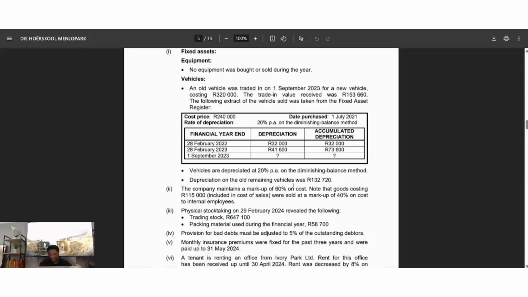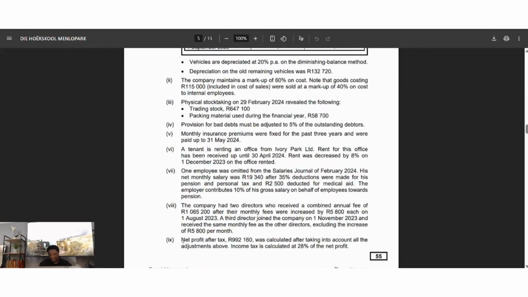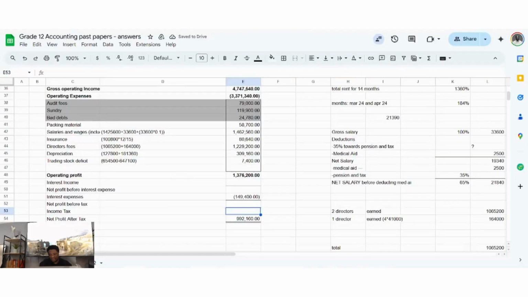So what do they say about maybe the tax rate, because that's what would give it away. It says income tax is calculated at 28% of the net profit. So then this would be 72%, this would be 28, and this would be the 100%. So then to calculate this, income tax is basically 992,160 multiplied by 28 divided by what we are given, which is 72. So that gives us our income tax. And just remember that when we show income tax, it has to be showing as a negative.